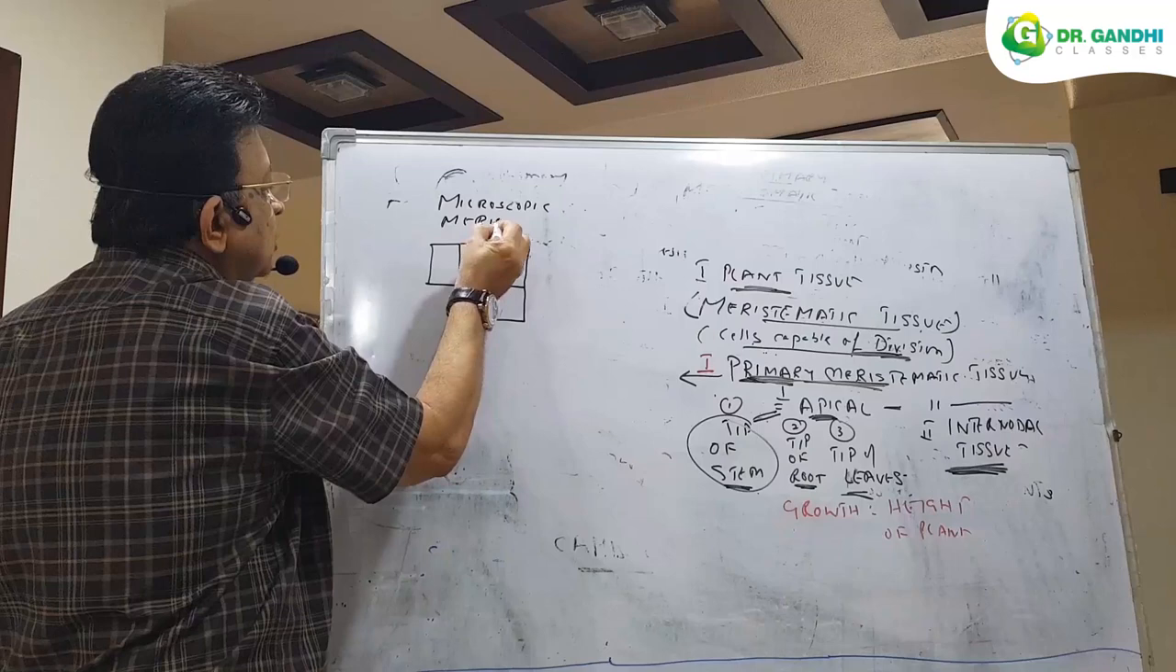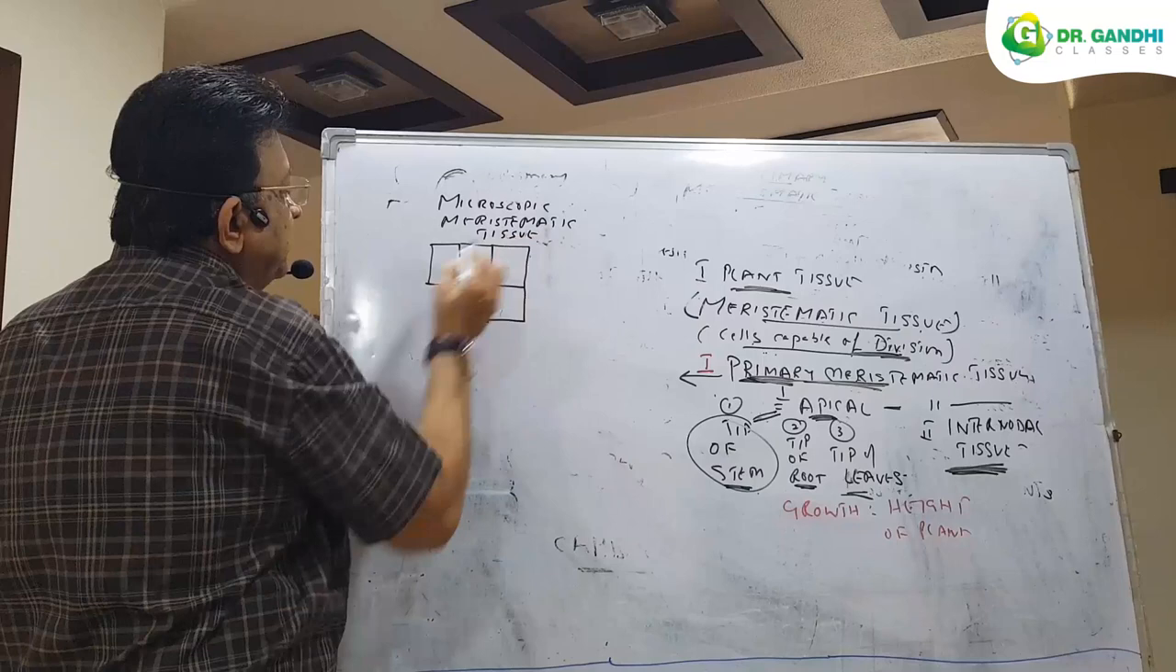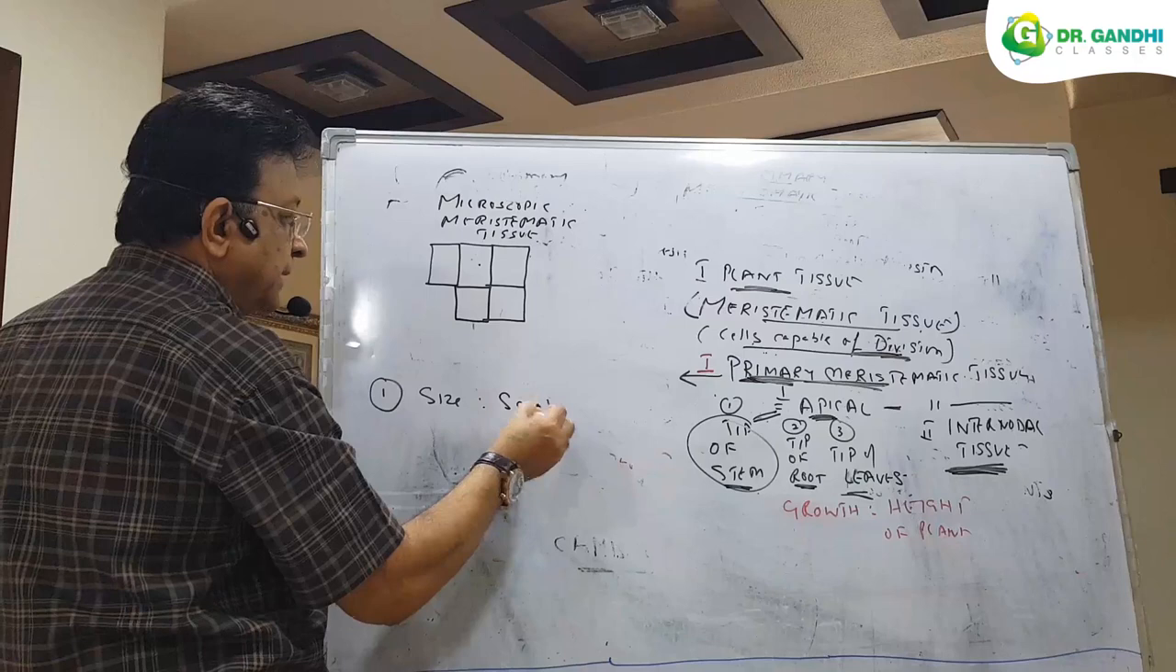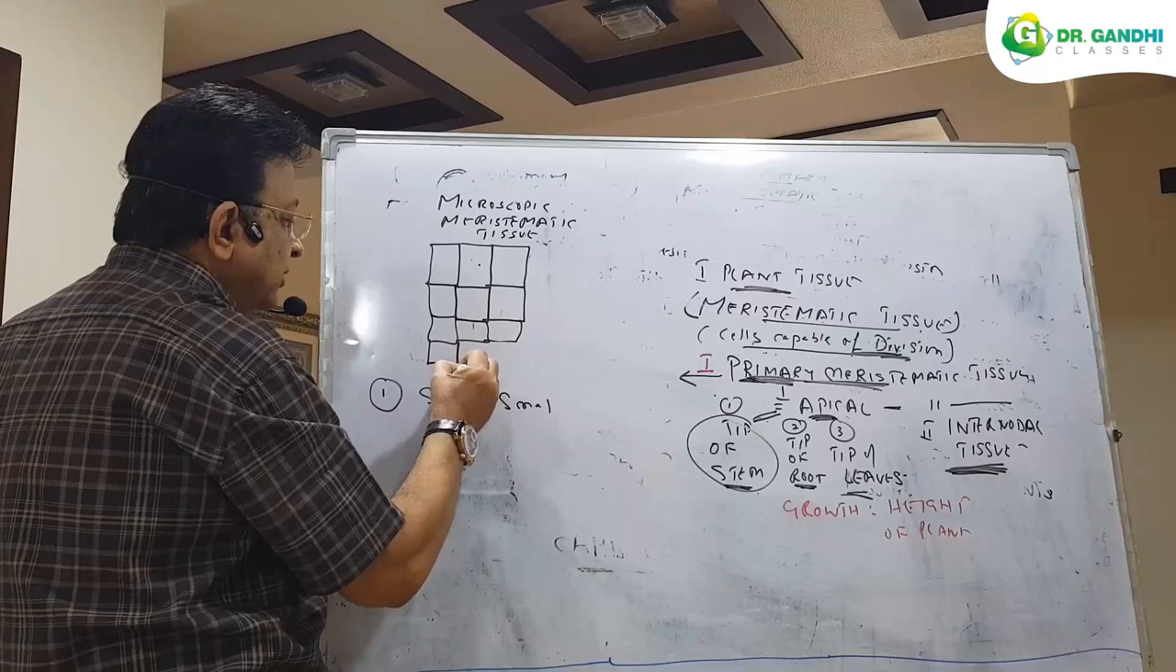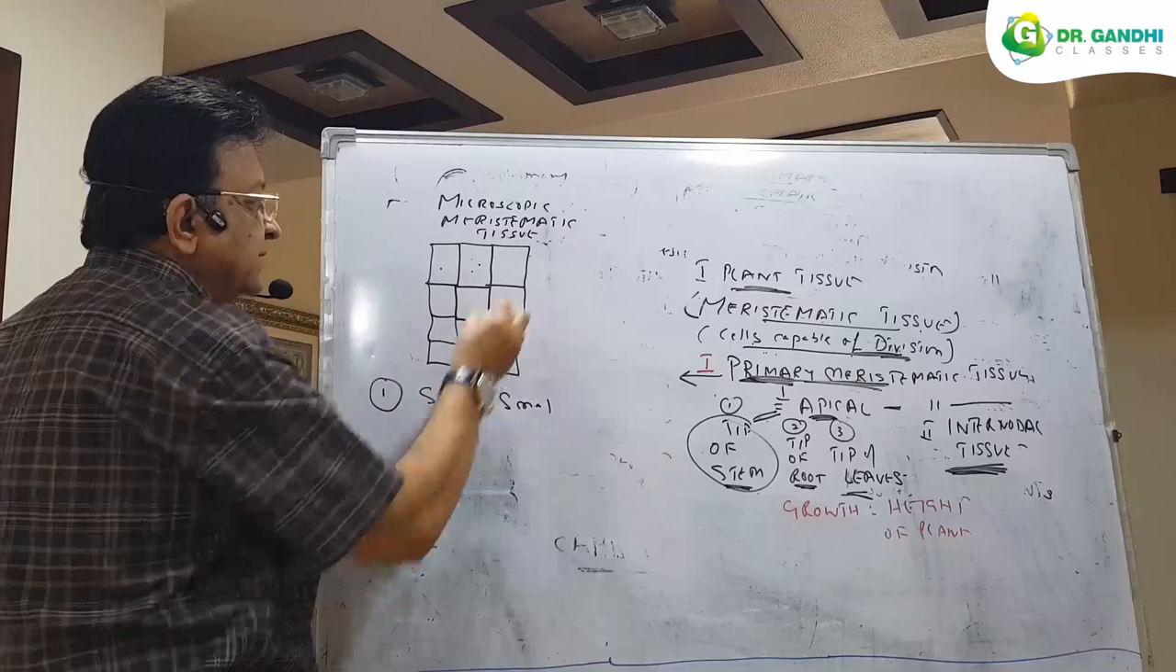How does the meristematic tissue appear under the microscope? The first thing is the size. The size is small. You can see, because they are in a continuous state of cell division, they cannot grow to their full length. Before it can grow, it has to divide. When this divides, you can see how the cells are dividing.